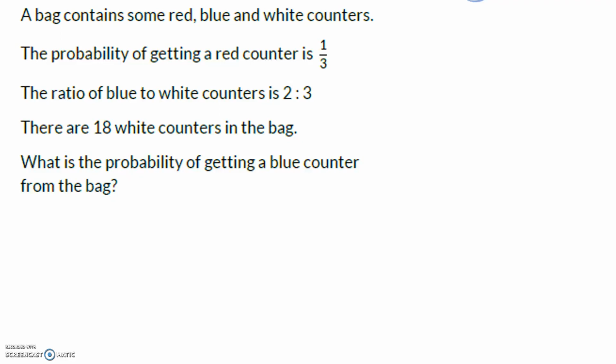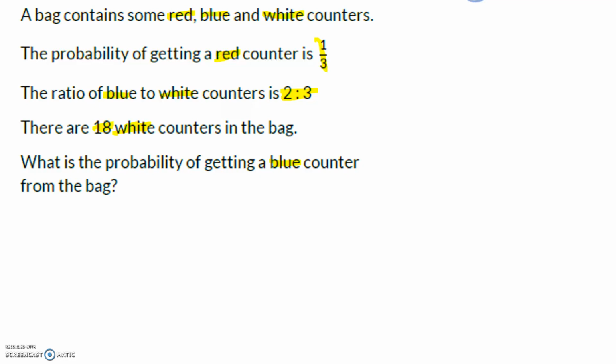Okay, GCSE question of the week, week 20, foundation probability question. So we've got a bag, contains some red, blue and white counters. The probability of getting red is 1/3 and the ratio of blue to white is 2:3. There are 18 white counters in the bag. What's the probability of getting a blue counter from the bag?